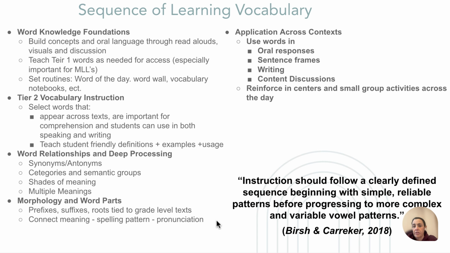Tier 2 vocabulary instruction means selecting words that appear across text, are important for comprehension, and that students can use in both their speaking and writing, and making sure that you're using student-friendly definitions, examples, and usages.